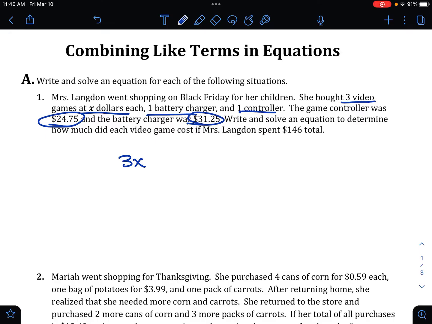We're talking about her total amount of money she's spending, so we have to think about what operation gets a total. In this case, it's adding, because you're adding the amounts together. So the $31.25 for the battery charger, and then the $24.75 for the controller. This expression says how much she spent, and we're told she spent $146 total, so to make this an equation, we say that equals 146. I'm not going to solve this just yet. Let's move on to the next one.